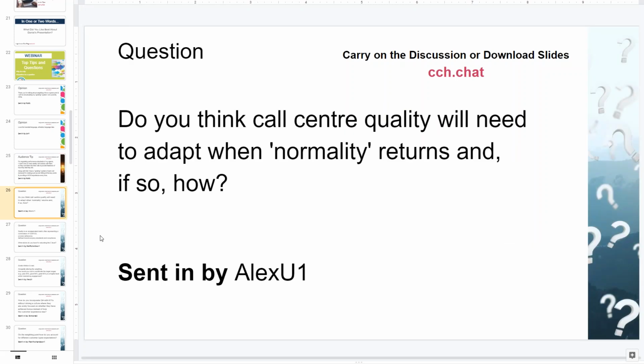Fab. So we've had a question in from Alex saying, do you think call center quality will need to adapt when normality returns? And if so, how? Tom, I don't know whether you want to take this one. From my opinion, I think that everyone is going to have to adapt to what the pandemic and the lockdowns have done to our customers' expectations and behaviors. And the companies that are going to be ahead are those who are going to be listening to their customers and adjusting their quality programs to measure the things that matter to those customers.